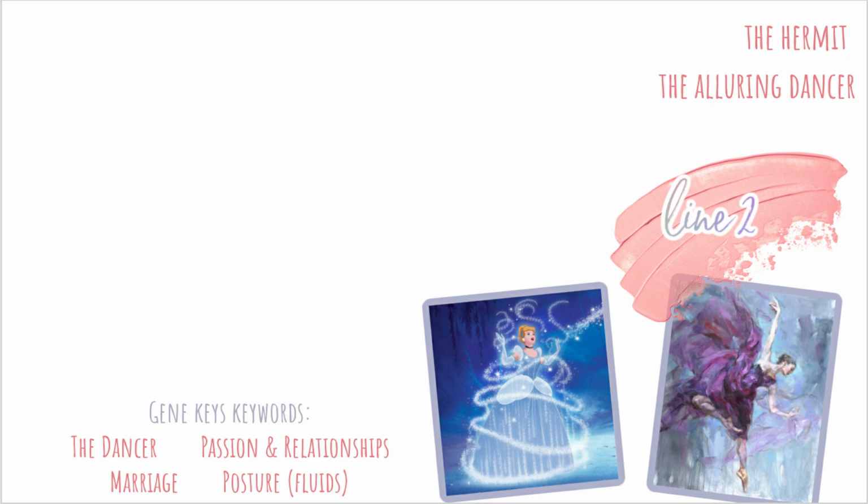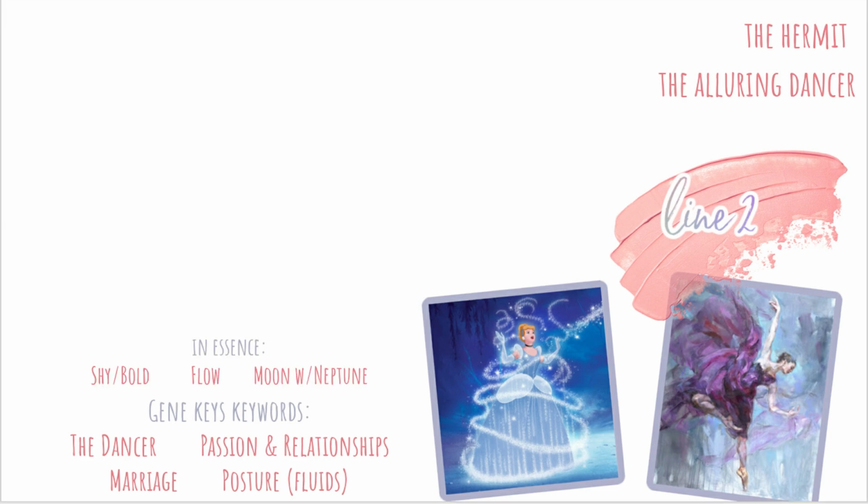So the Gene Key keywords for the second line are going to be the dancer, passion and relationships, marriage, posture, fluids. To me, the essence of the second line feels like shyness. Where you think of Cinderella, first she was really shy, and then after the fairy godmother saved her, she became the most beautiful woman at the ball, right? Flow is something that we have associated with the second line as well. Flexibility, fluidity, and flow. If I were to associate the second line with some planets, it would be a mix of the Moon with Neptune.